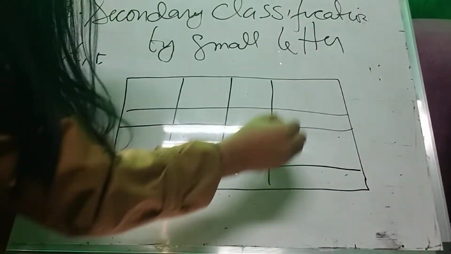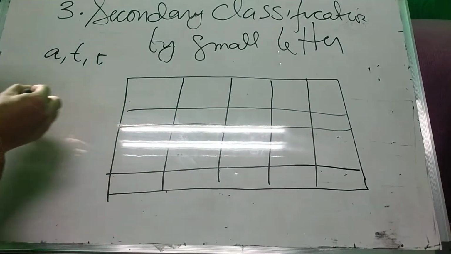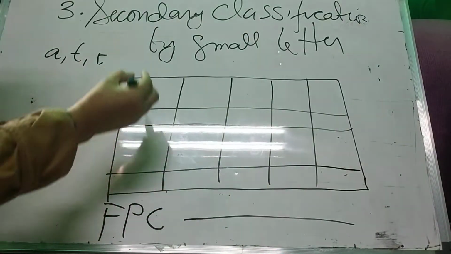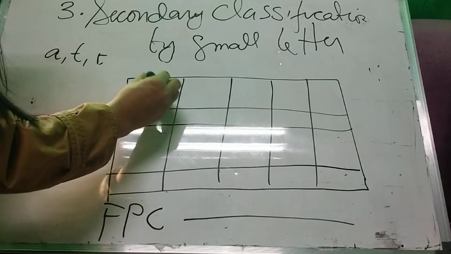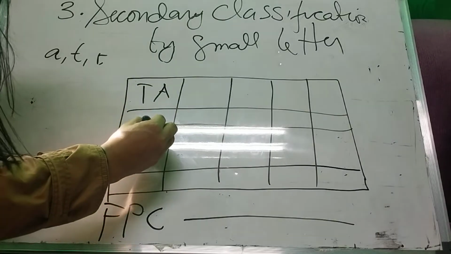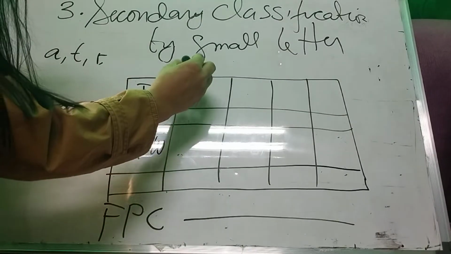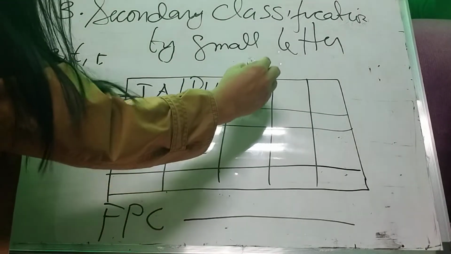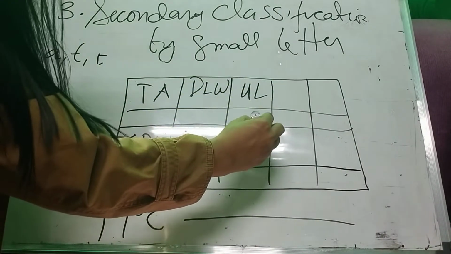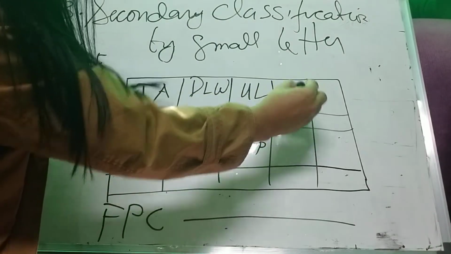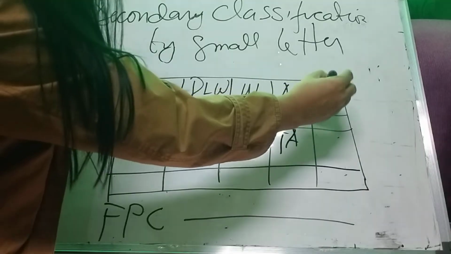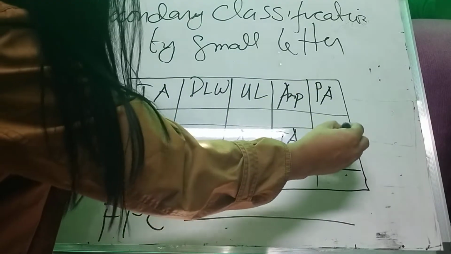So, for example, FPC. So, this is tented arc, central pocket loop whorl, double loop whorl, radial loop, ulnar loop, amputated, tented arc, plain arc, and central pocket loop.